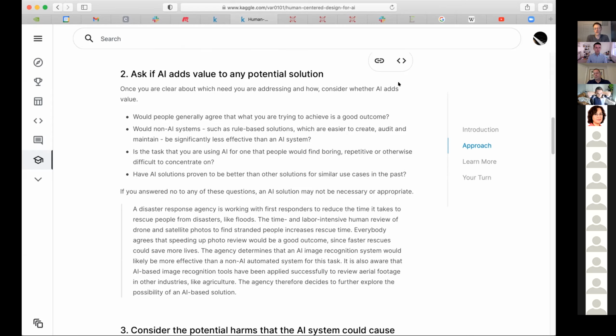So that's a really good use case. I would say that maybe the framing of if you answered no to any of these questions, a solution may not be necessary or appropriate. I think most systems in use today probably answer no to at least one of those questions for one reason or another. But it's definitely useful food for thought in analyzing your systems.